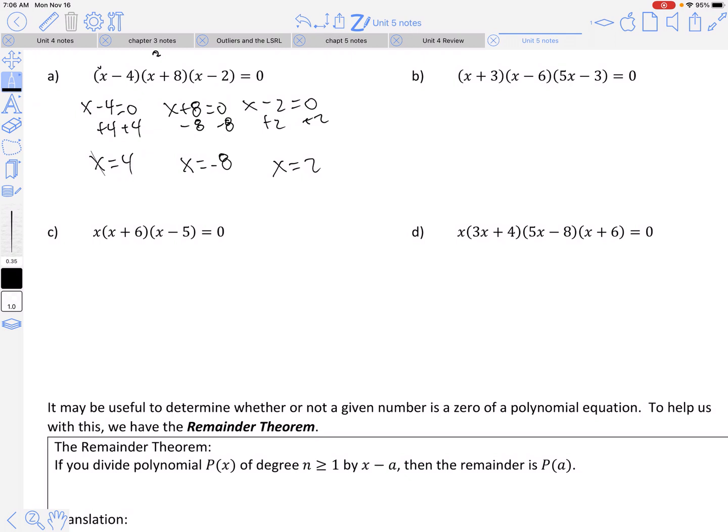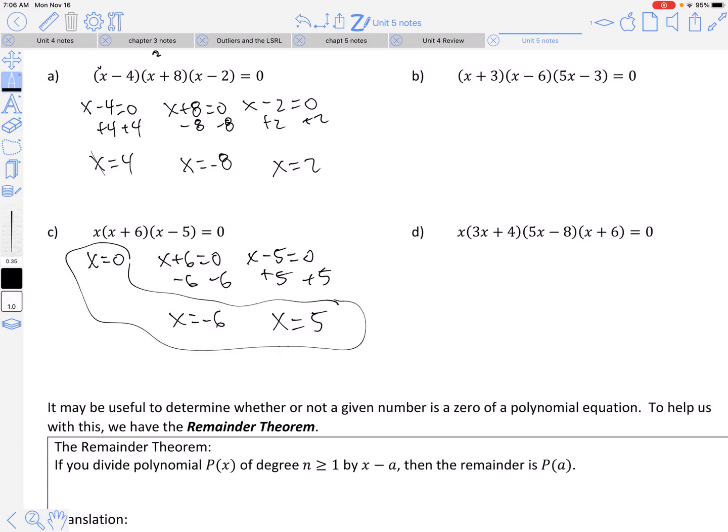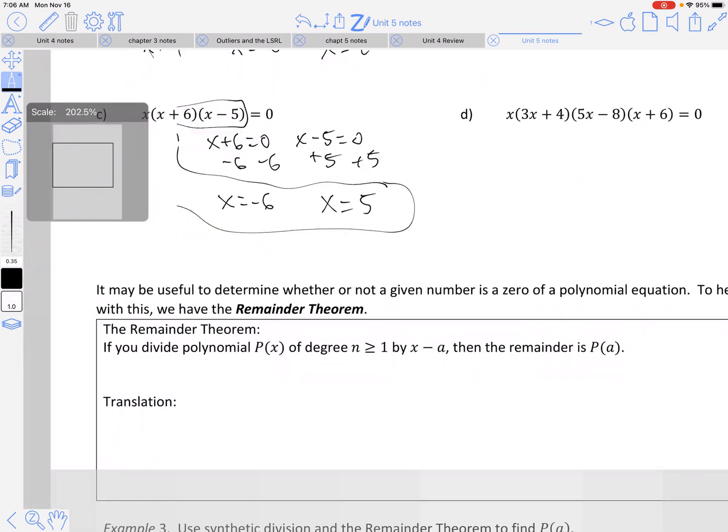So here you do this one. x equals 0, x plus 6 equals 0, applying the zero product property, minus 6, x equals negative 6, x minus 5 equals 0, plus 5, x equals 5. So all 3 of these numbers will make this 0. Differently, but they will all make it 0. Okay?